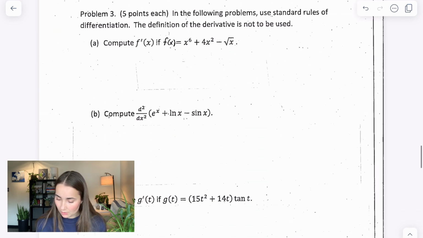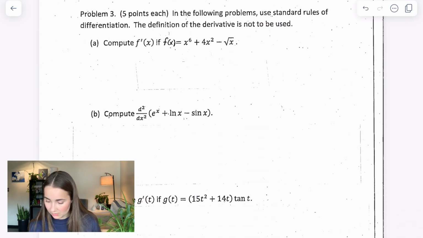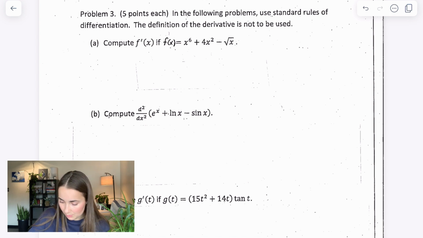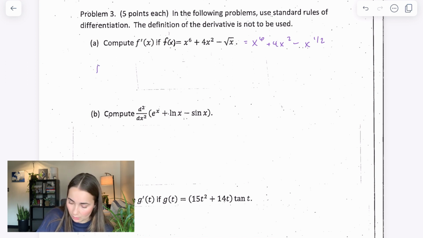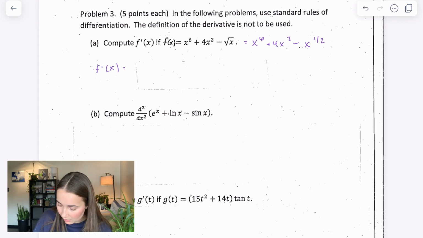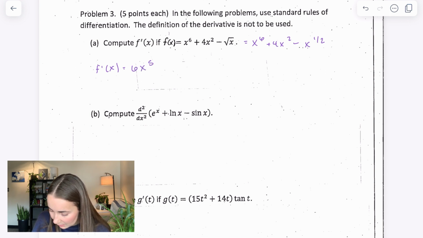So now here we're going on to part 3. We're going to go ahead and use the standard rules of differentiation. So let me go ahead and write this for part A. We're going to rewrite it. I got x to the power of 6 plus 4x squared minus, and I'm going to rewrite that to the power of 1/2. That way when I take the derivative, all I need to use is power rule. So if I do that, here I bring down that value 6 and I subtract 1 from the exponent. And I do the same thing. I have 4 times 2, which is equal to 8x to the power of 1 minus 1/2 x to the negative 1/2.